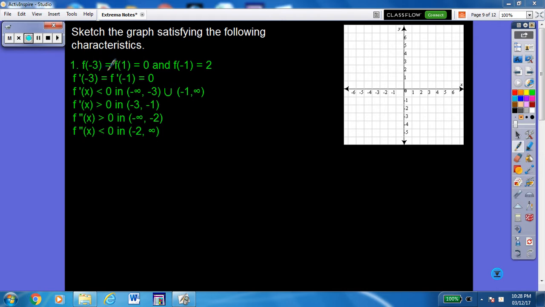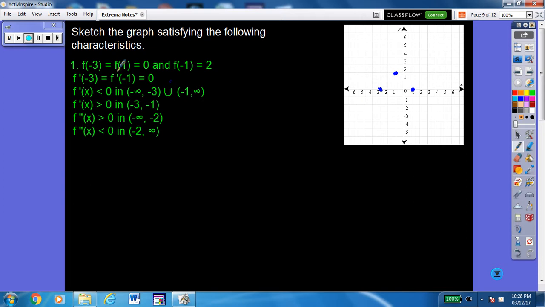-1, f of -3 equals f of 1, which equals 0. So that means this is the point -3, 0, and this is the point 1, 0. And what I do is I just go ahead and plot those: -3, 0, 1, 0, and then I also have -1, 2. So that's going to be up here.